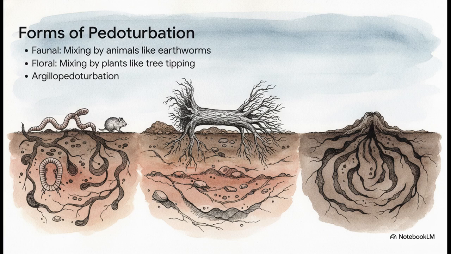It comes in a few forms. Faunal pedoturbation is driven by animals. We're talking ants, earthworms, rodents, and human activity too. Floral pedoturbation happens through plant mechanics, like when a huge tree tips over and completely rips up the ground, forming pits and mounds. Lastly, we have argilopedoturbation. This is the heavy lifting done by the soil itself, specifically through the extreme swell and shrink action of specific clays, like deep black cotton soil.